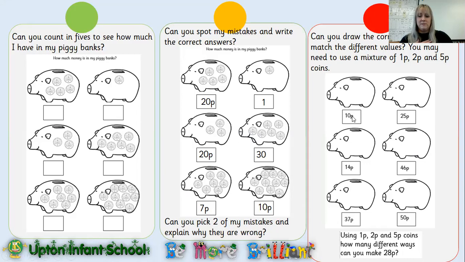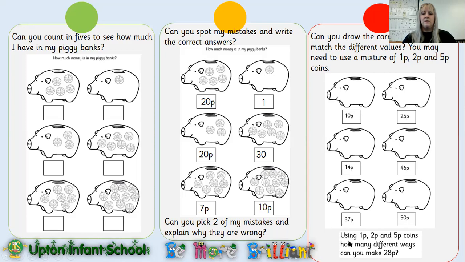So in your 10p, if it was me, I would draw 2 5p coins in here. If I was looking at my 14p, I know that I would need to count in 5s to work out my 10s and draw those coins, and then perhaps count my 1s to work out how many of the ones I need. Okay, so then thinking about which of these coins would be useful to represent the ones. Now, 5p isn't going to be any good to show that 4, is it? But it might be useful to make up that 10. Okay, so have a good think and try and work out how many pennies you need and what mixture you can put into each piggy bank to find those answers.